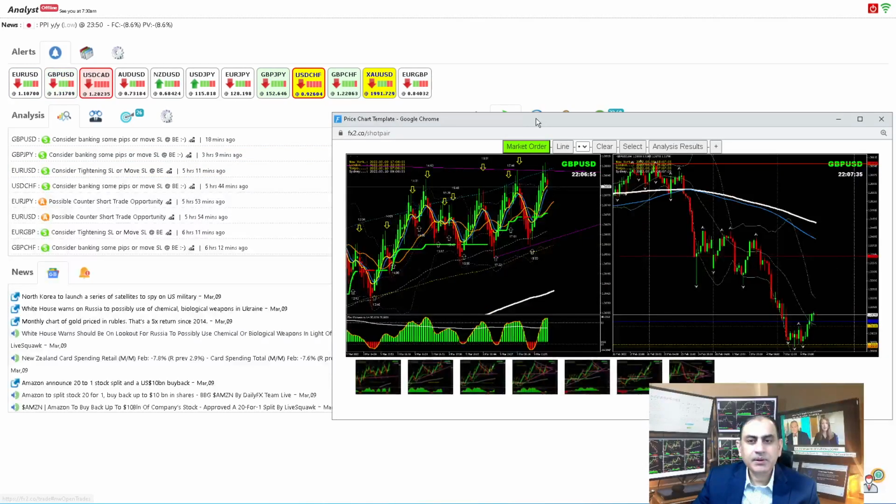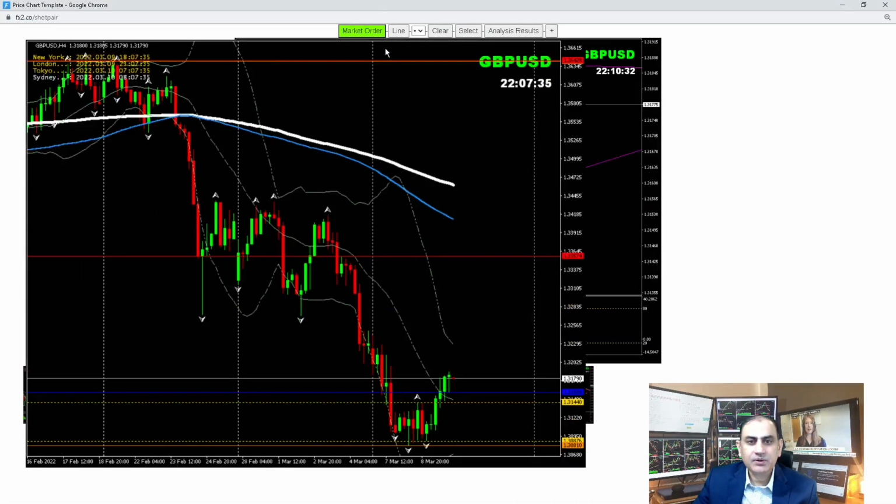Let's move on to the cable, pound dollar. If you look at the 4-hour, as mentioned in EURUSD, we were also looking at this level, and later on, once the price developed this inverted head and shoulders pattern, price nicely reversed. We had a breakout this morning and we keep taking pullbacks.